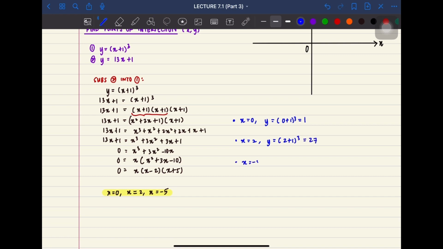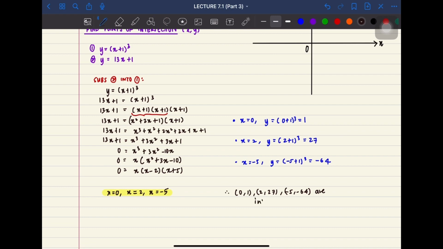And last one, x equal to negative 5. So you substitute negative 5 plus 1 cube. So you get negative 64. So ada 3 intersection points, which are the first one 0, 1. And then 2, 27. And then negative 5, negative 64. Okay, ada 3 intersection points.